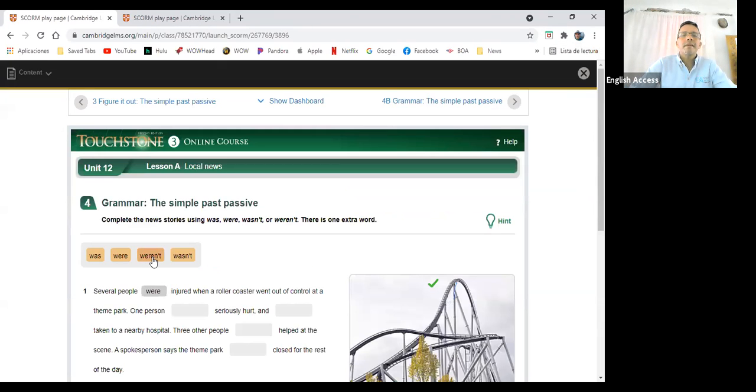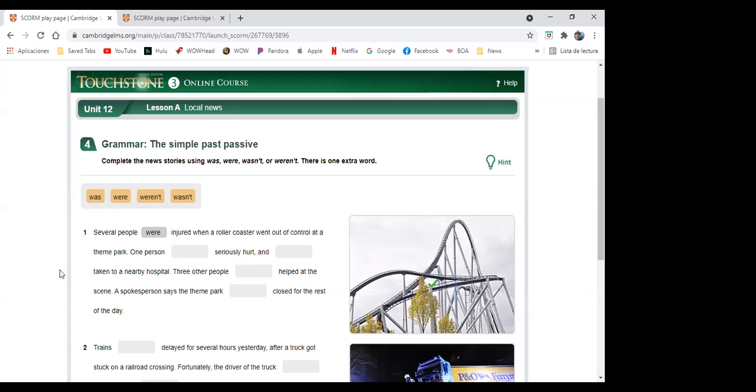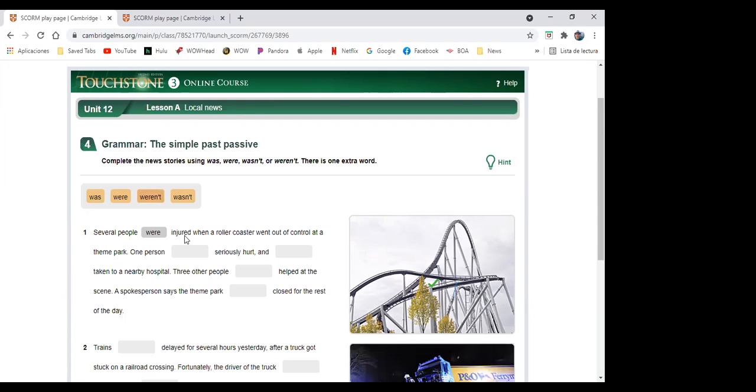The simple past passive. Complete the new stories using was, were, wasn't, or weren't. There is one extra word. Okay, let's do it together. Let's see, number one. I need some help to read. Who wants to volunteer? Anyone? No volunteers? Yes, Felix, please, number 1. You stop in the blank space, okay, so we can do it together.